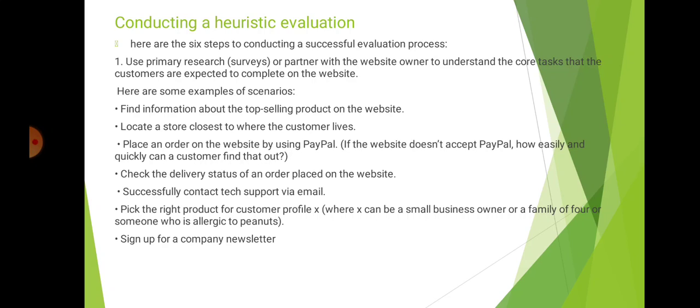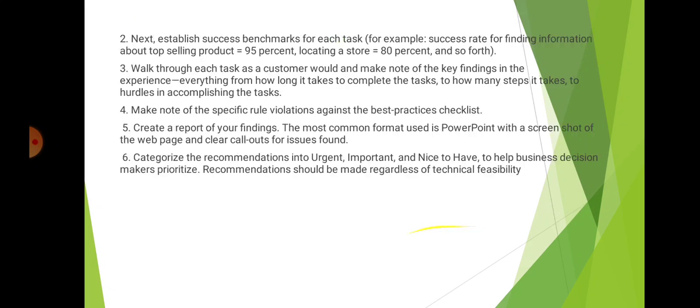Then pick out the right product for customer profile X, where X can be a small business owner or a family of four or someone who is allergic to peanuts. Then sign up for a company newsletter. Then second step is establish a success benchmark for each task. For example, a success rate for finding information about the top selling product is 95%, and then locating a store 80% and so forth.